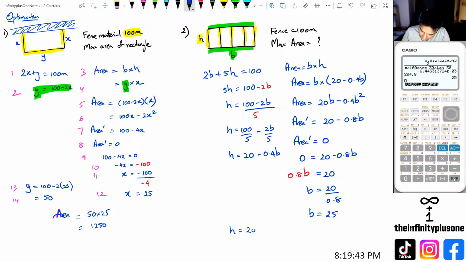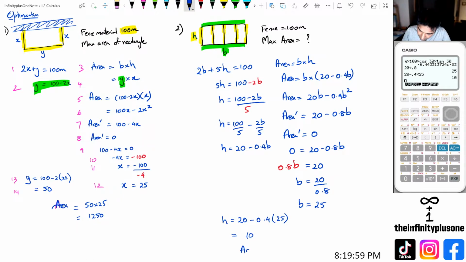And then if I work out my height, which is 20 minus 0.4 times 25, I am going to get 10. So then the maximum area equals base times height, which equals 25 times 10, which equals 250. So as usual, I'll put some line numbers here, and if you do have any questions with any particular lines, please yell out, and I'm happy to talk them through this.